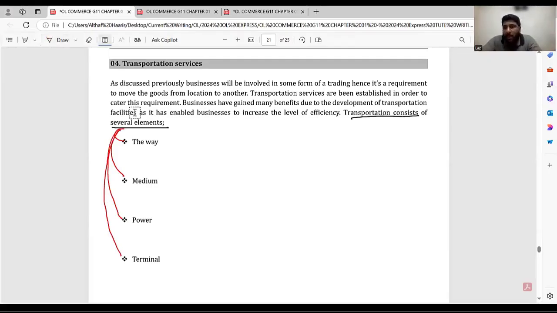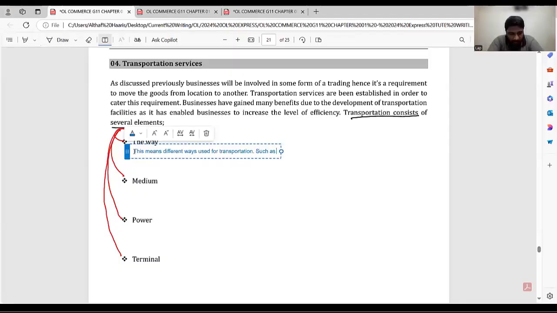Way means very simple: by road, by air, by train, by sea. That is the way. Write it, people. This means the different ways used for transportation, such as road, railway, air, sea.